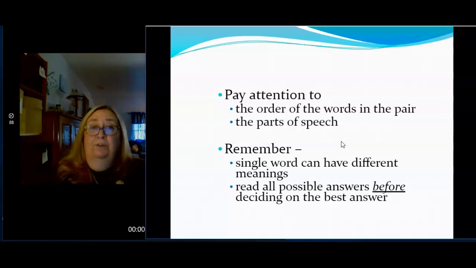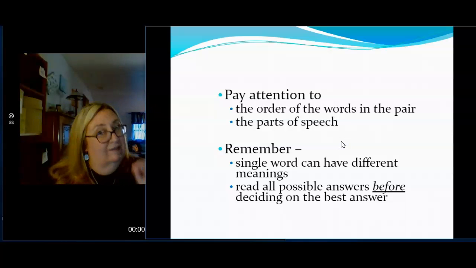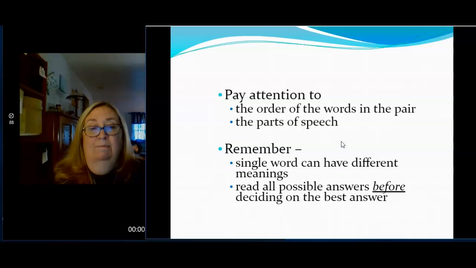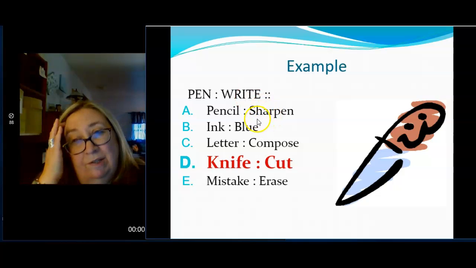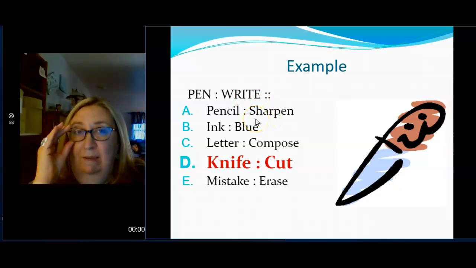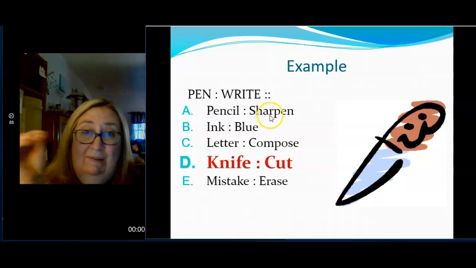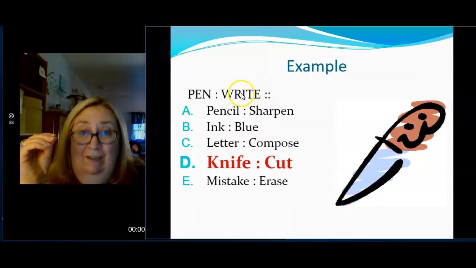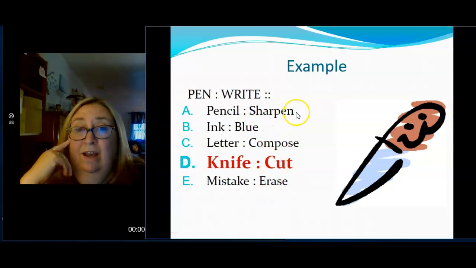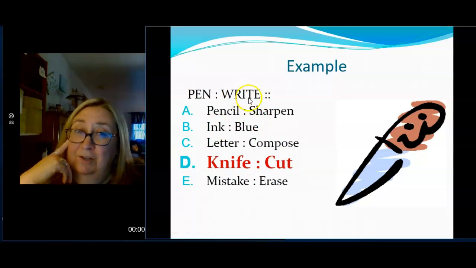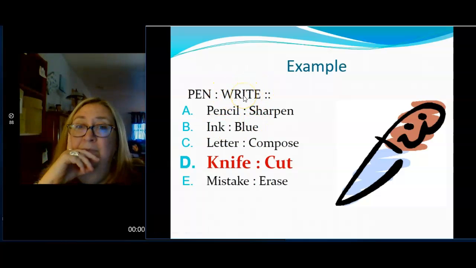Pay attention to the order of the words in the pair. Pay attention to the parts of speech. Let's actually go back a little. Write is the verb, right? That's the reason pencil and sharpen actually sounded like they might be a good match, because sharpen is something that I can do. I can write, I can sharpen. I can't blue. I can compose, I can cut, and I can erase. So this one was out automatically just because it doesn't have the same part of speech here, right?